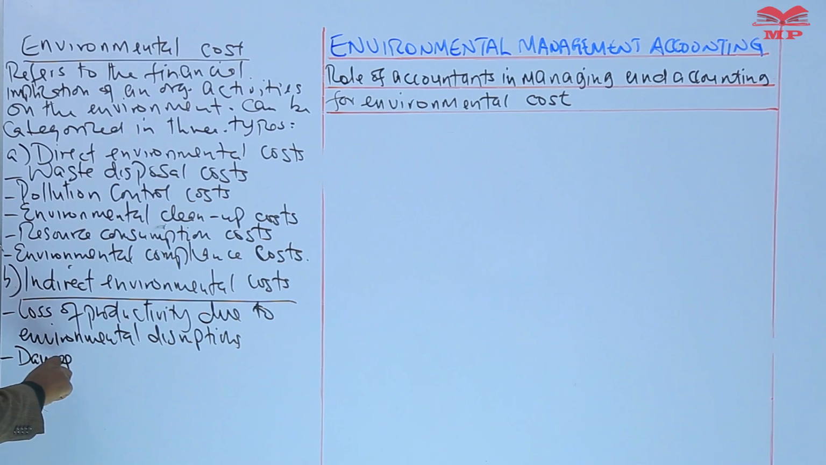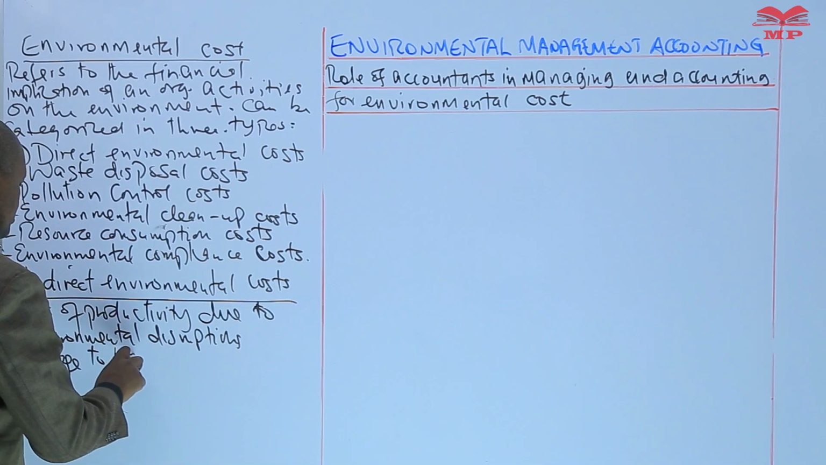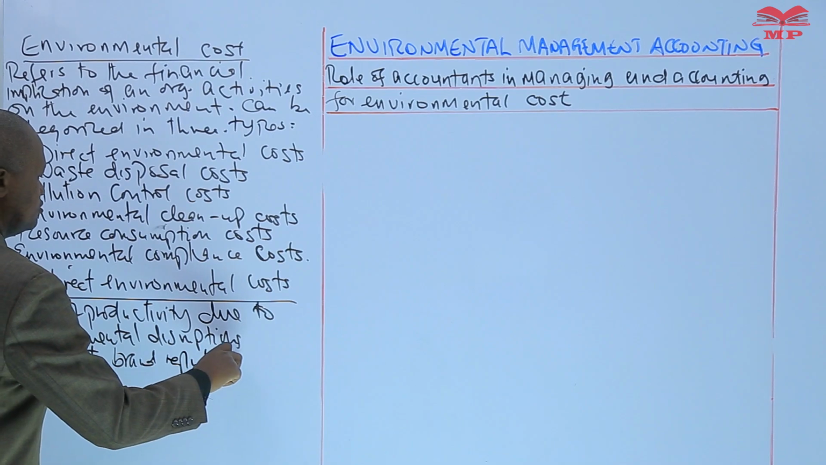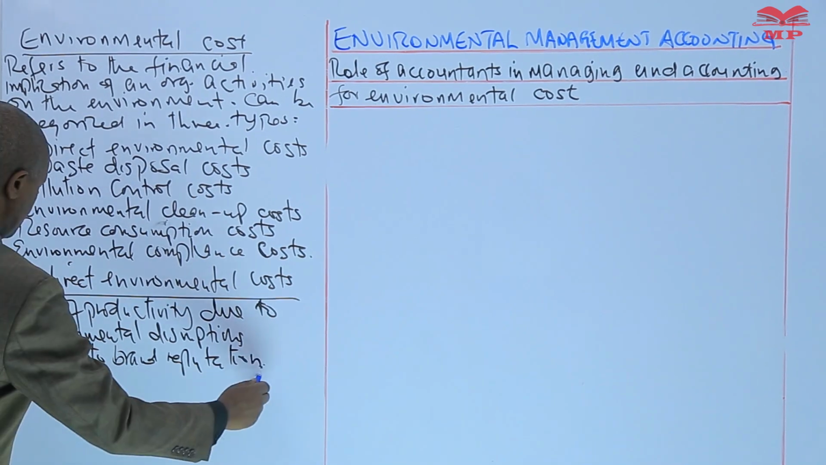Damage to brand reputation or company's image. That's an indirect cost. These are costs associated with the negative publicity and also reputational damage due to environmental incidents or unsustainable practices. Damage to brand reputation.